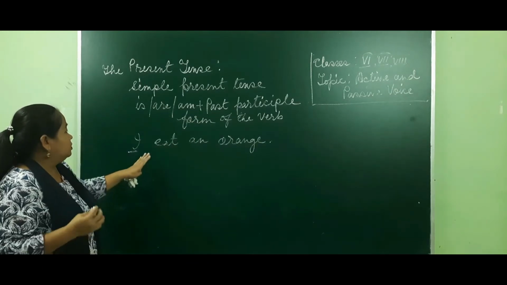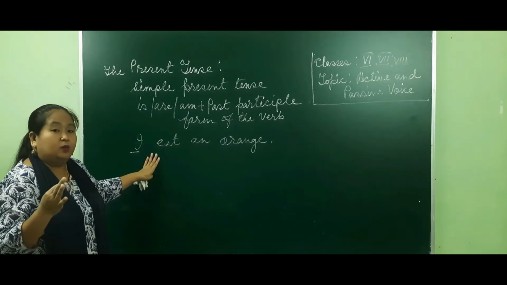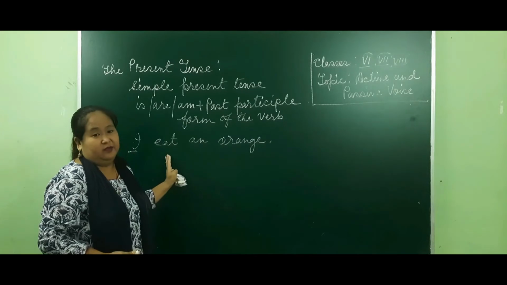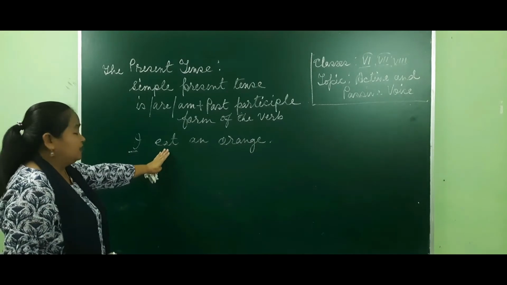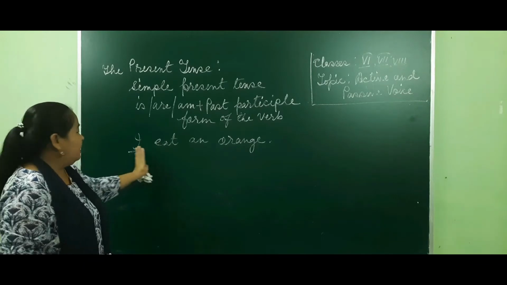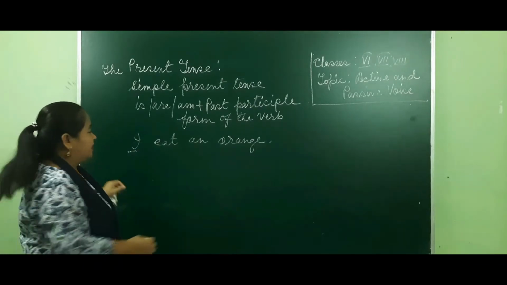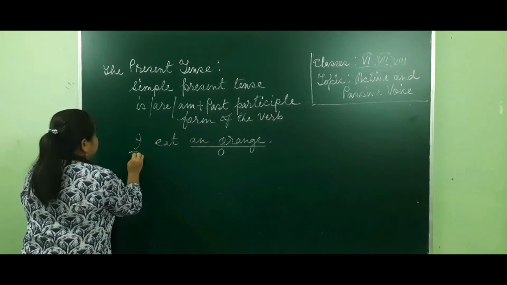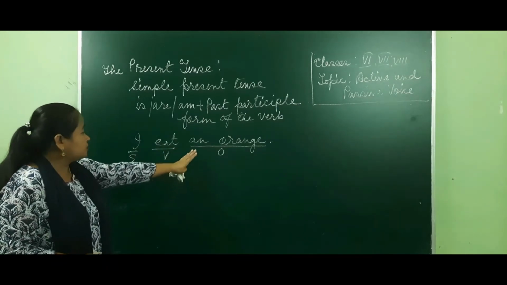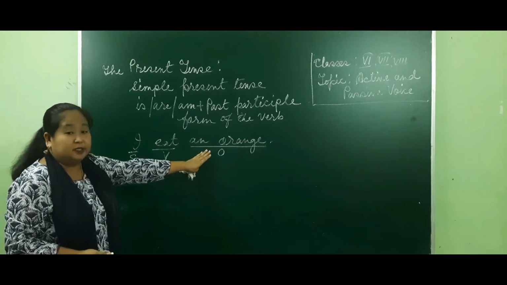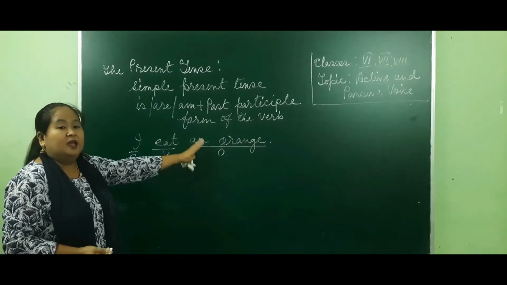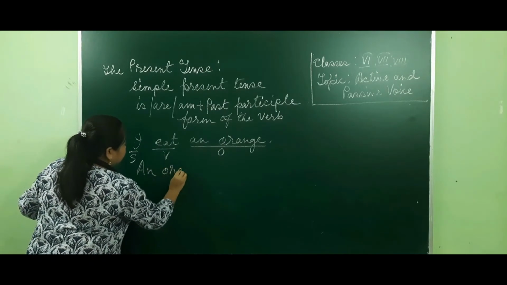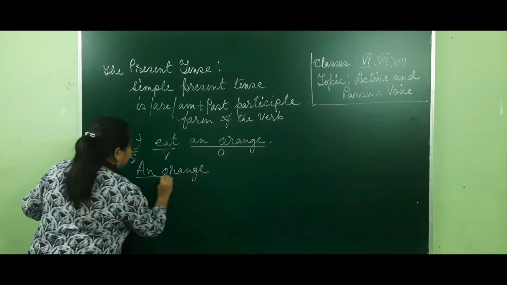To change into passive voice, first of all, we have to find the object of the verb. So how to find the object? We always ask what or whom to the verb, right? I eat what? An orange. So you find the object. This is the subject, this is the verb, and this is the object. In passive voice, the object of the active voice takes the place of the subject. So you bring this here, an orange. An orange is the subject now.